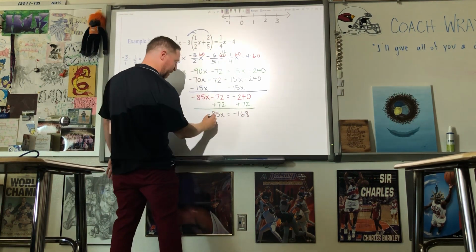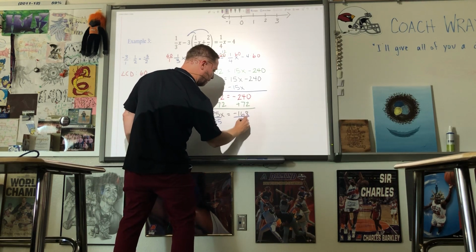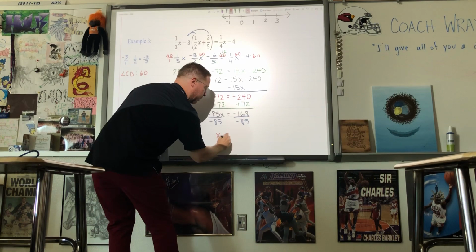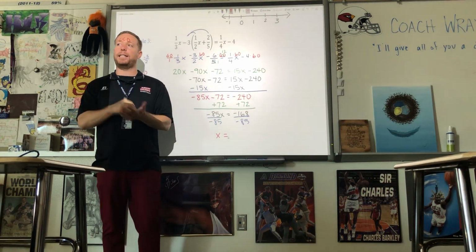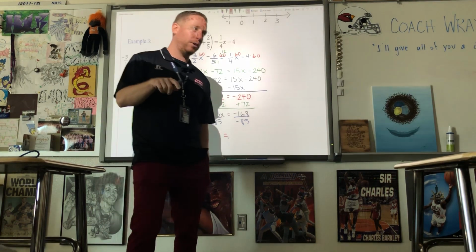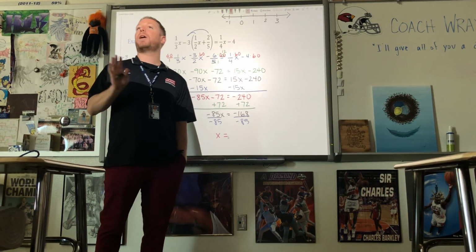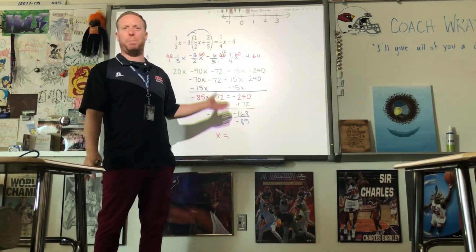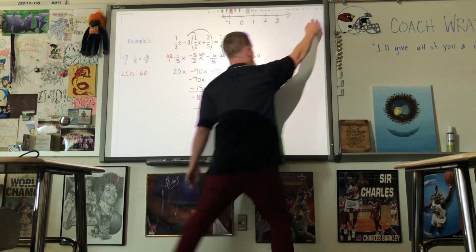Last part, I need to divide both sides by negative 85. So I get x equals, I have a fraction here which is fine. The only thing I need to check and see is if I can reduce the fraction. Because if you can reduce the fraction, you must reduce the fraction. I'm going to show you the easiest way to reduce fractions ever. Especially with big numbers where it's hard to look at it and see if it's going to reduce, I'm going to use Desmos.